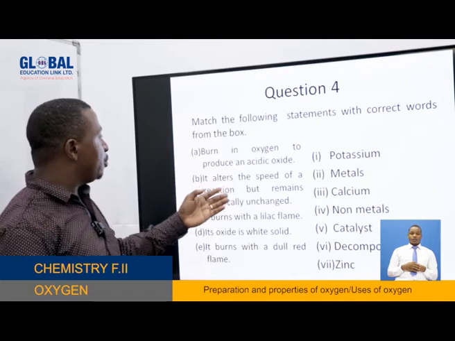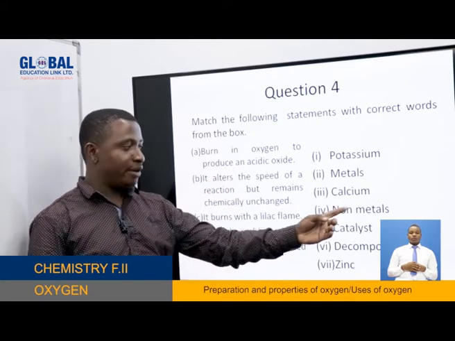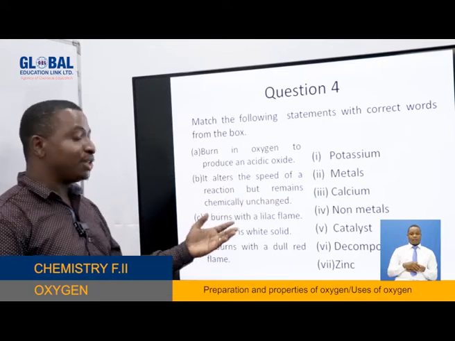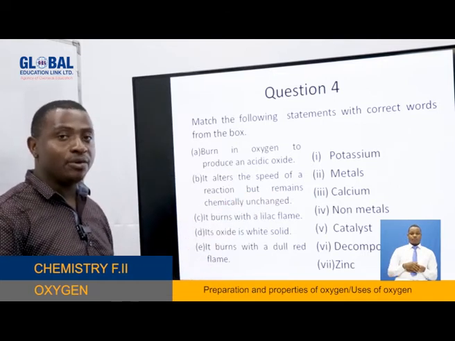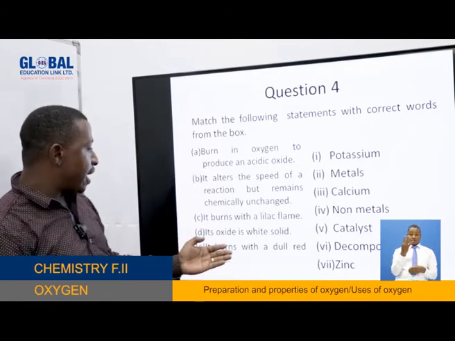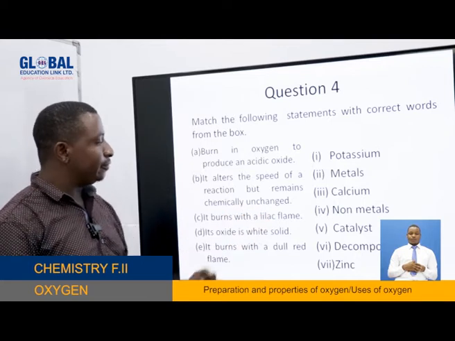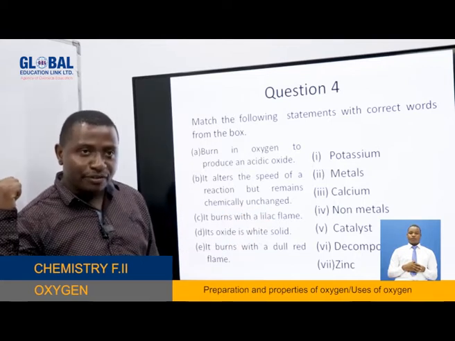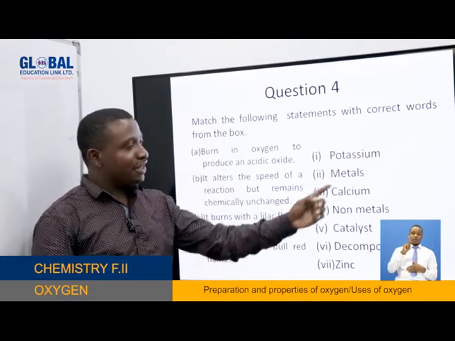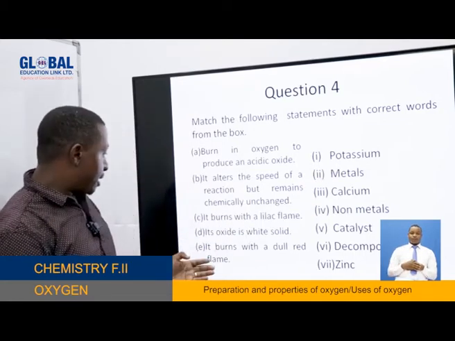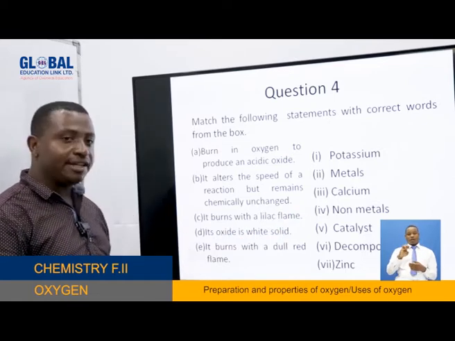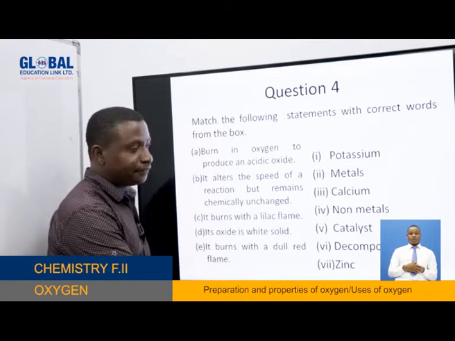So, burns in oxygen to produce acidic oxides: these are nonmetals. It alters the speed of a reaction but remains chemically unchanged. You remember we discussed this when we were discussing catalysts. So this should be a catalyst. Its oxide is white. It burns with a lilac flame. Class, you remember this, you have to respond by yourself. We were discussing this. This is potassium. Its oxide is a white solid. You go and define this. It burns with a dull red flame. You also go and define this.